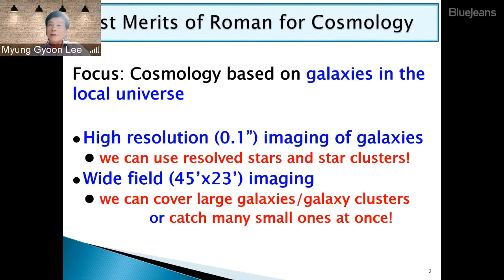The best merits of Roman for this local cosmology are, first of all, high-resolution imaging of galaxies, so we can use resolved stars and star clusters in a galaxy. And second, the very wide field of view imaging, so we can cover large galaxies or galaxy clusters, or we can catch many small ones in a wide field at once.